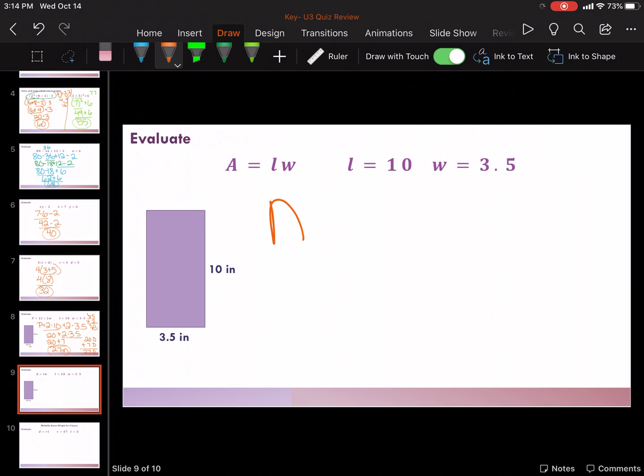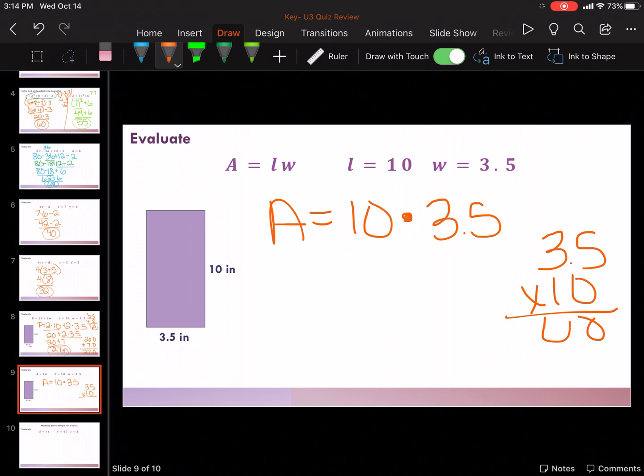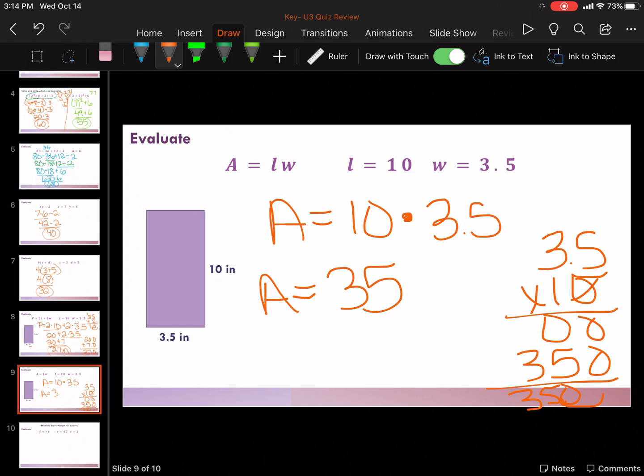Area is very similar. We do our length of 10 times 3.5. Remember, next to each other is multiply. So 3.5 times 10. Tic-tac-toe. 5, 3, 350. Move your decimal over 1 time. The area equals 35 inches squared. Area is always inches squared. We'll have the units on there.